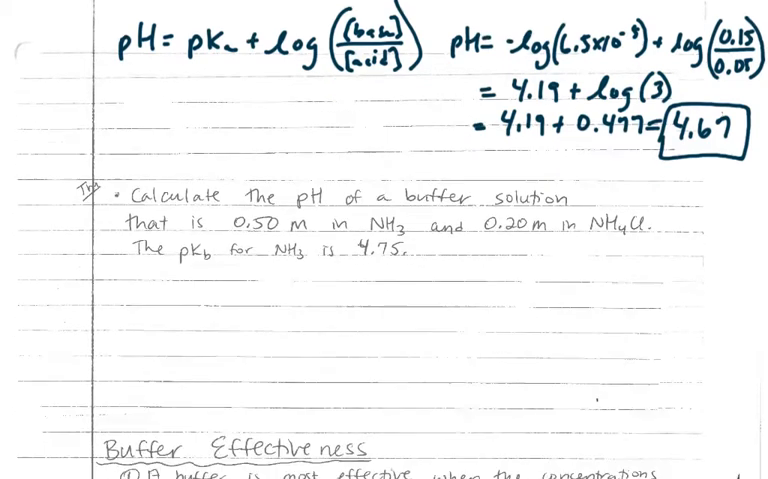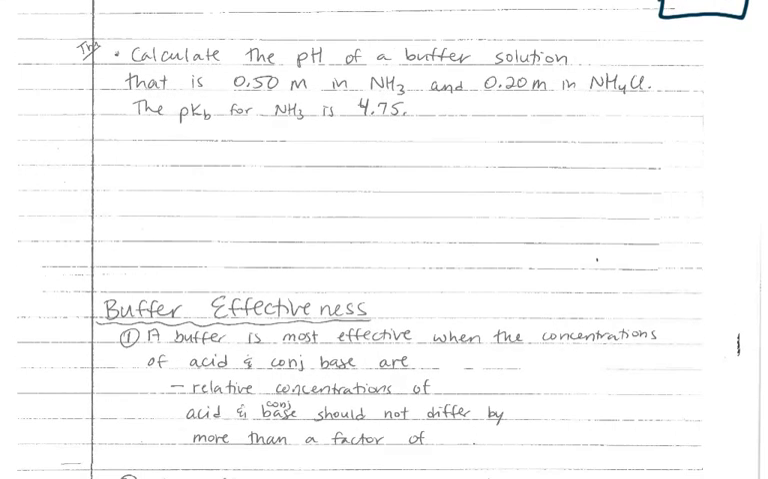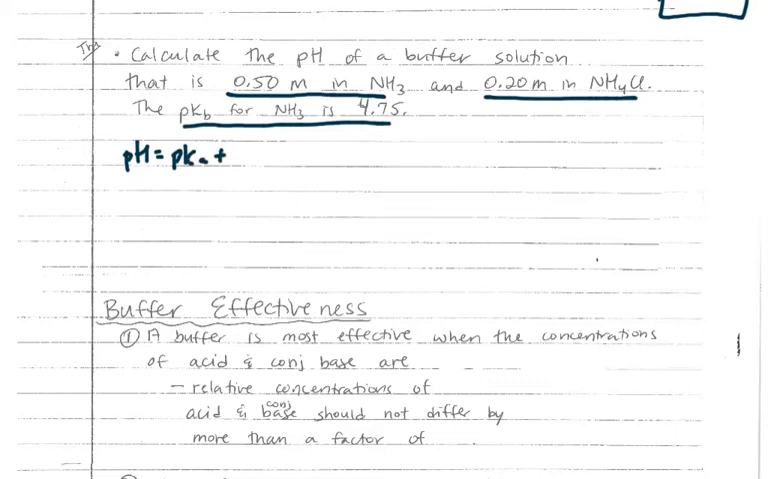Here's another one. You can try it on your own and check your answer when you're done. Calculate the pH of a buffer solution that is 0.5 molar in NH3 and 0.2 molar in NH4Cl. It tells us the pKb for NH3 is 4.75. Okay, so we're using this Henderson-Hasselbalch equation: pH equals pKa plus log of base over acid, the concentration of each of these.